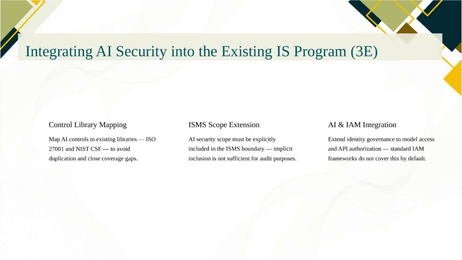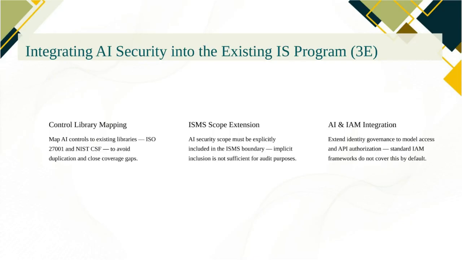AI security doesn't exist in isolation. It has to be woven into your existing information security program. That means explicitly mapping AI controls to your existing control libraries: ISO 27001 Annex A, NIST CSF. It means ensuring that your ISMS boundary explicitly includes AI systems so that AI isn't accidentally out of scope for your security management system. It means extending identity governance to model access and API access.